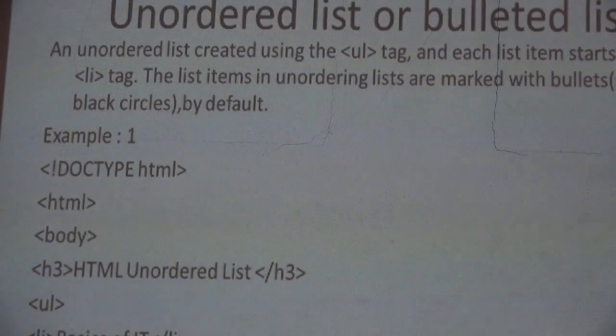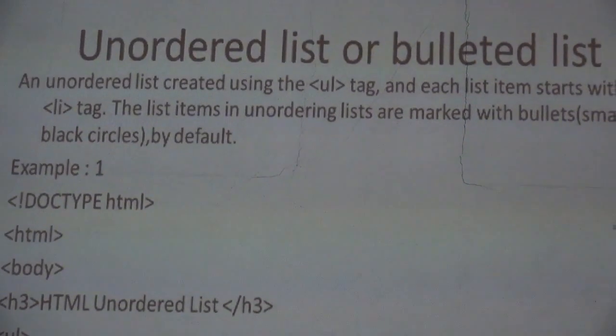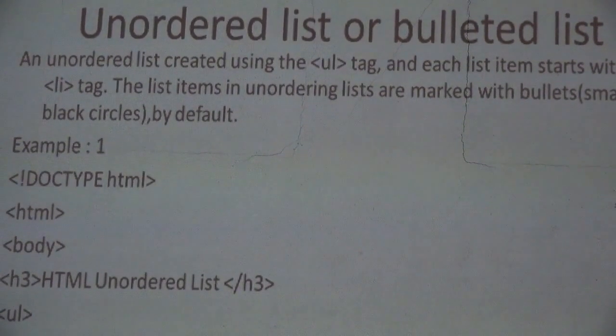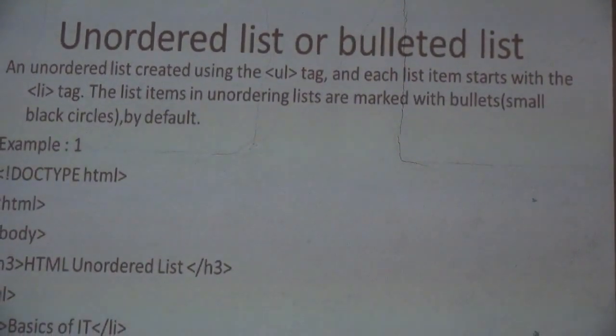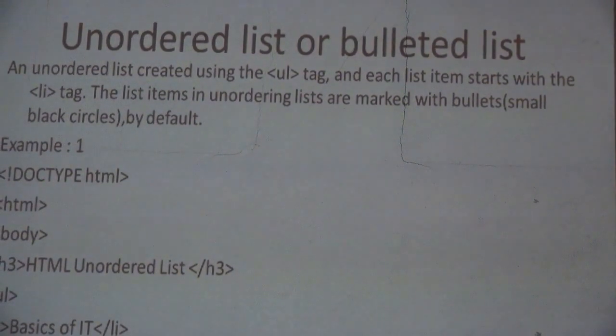I have taken only one program as an example, but the book gives one or more programs, so you can practice this type of programs. The second part is the unordered list, as opposed to the ordered or numbered list.